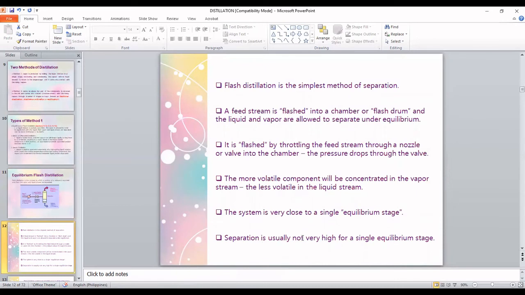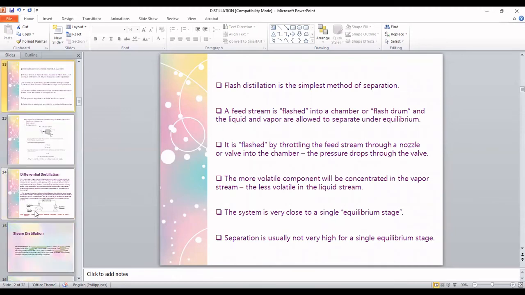Separation in here is usually not very high, because we consider it only as a single equilibrium stage. The term equilibrium here is not just something that is placed there just to make the equilibrium concept applicable. Equilibrium in the sense that the vapor and the liquid phases that have been separated are said to be in equilibrium. That is why it's referred to in here as a single equilibrium stage.